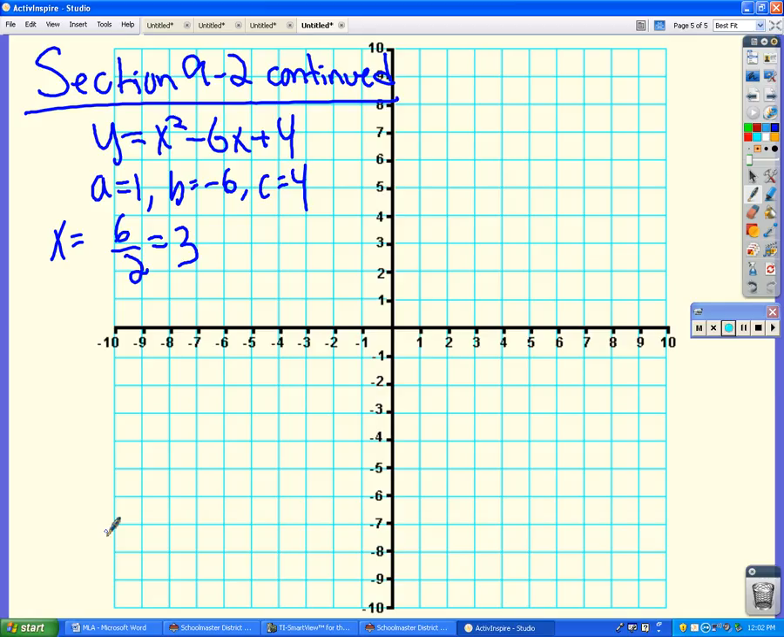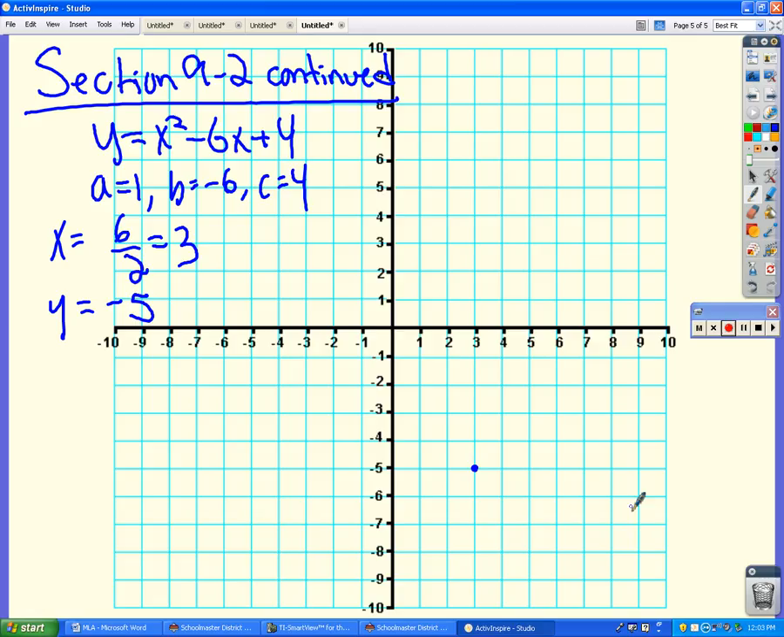Okay? Now to find the y coordinate of the vertex, I plug this back into the equation. And like I said, this is just what we did yesterday. 3 squared is 9. -6 times 3 is -18. So that's going to end up with y equals -5. So what we're going to do today is actually graph that point. On my little coordinate axes here, I'm going to go over 3 and down 5. And that point right there is the vertex of the parabola.